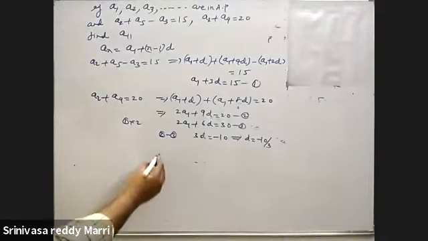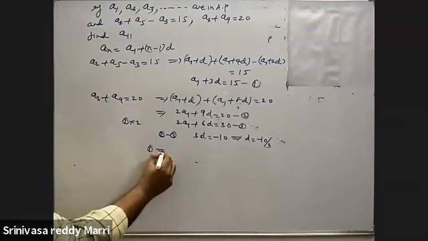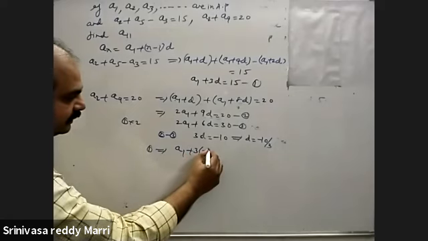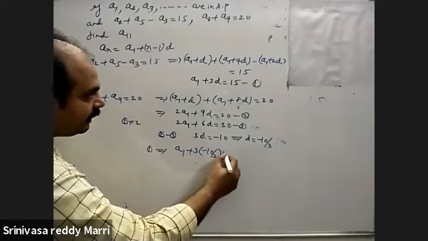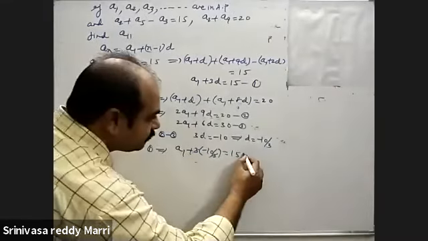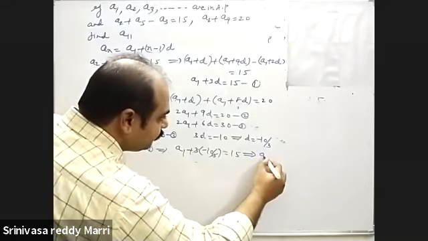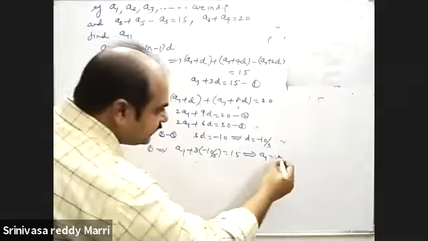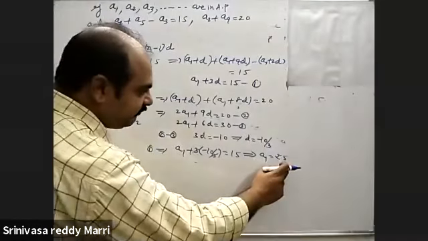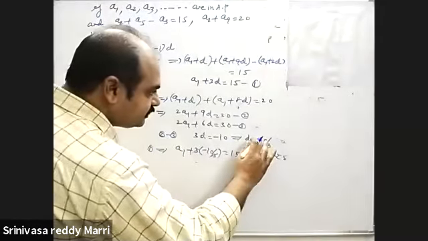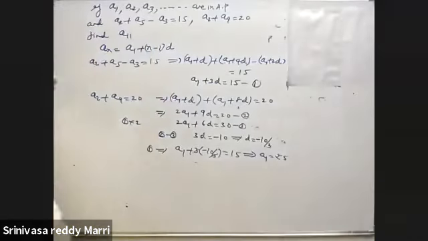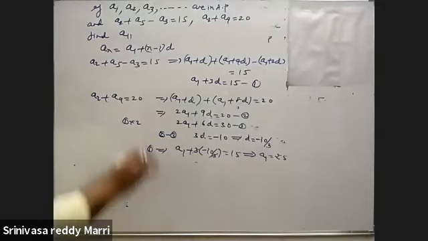Now take the first equation. Substitute the value of D: A1 plus 3 into minus 10 by 3 equals 15. The 3 cancels. That implies A1 is nothing but 10, bring that side, 25. Now you got the first term 25 and common difference equals minus 10 by 3. Now you can write any term.